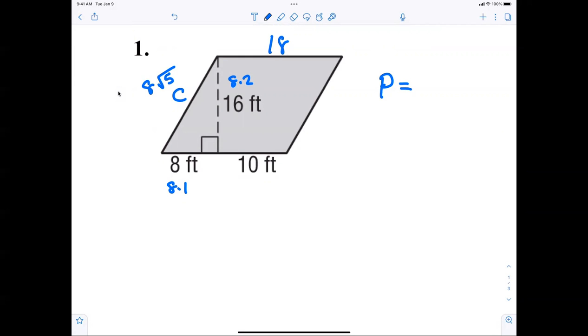What? Because I did 2 squared plus 1 squared. Does that make sense? 2 squared plus 1 squared. Anybody else?